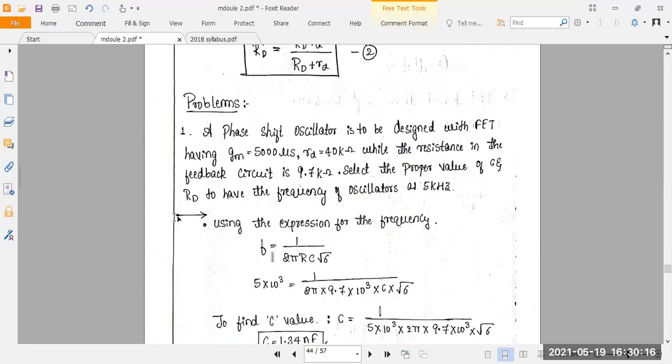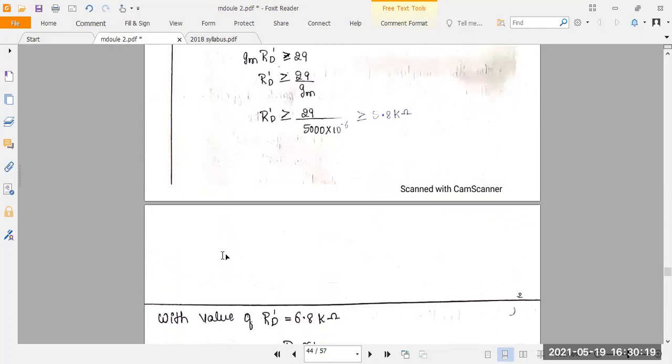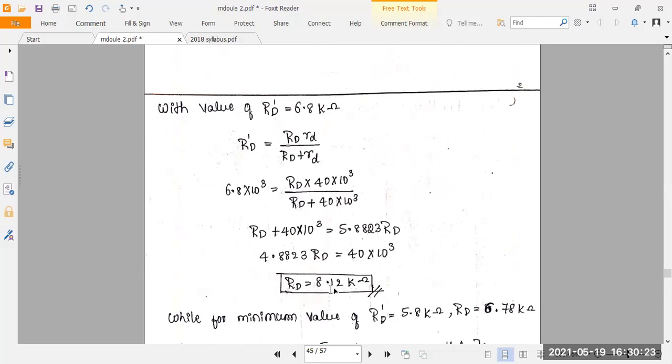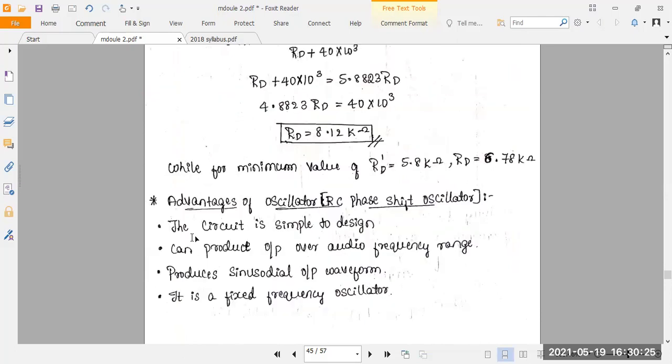We had to find out the C value and the RD value. C value is 1.34 nanofarad. RD value is 8.12 kilo. Understood? Next, you take the advantages of the RC phase shift oscillator.